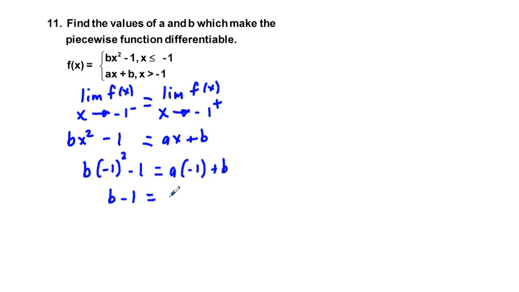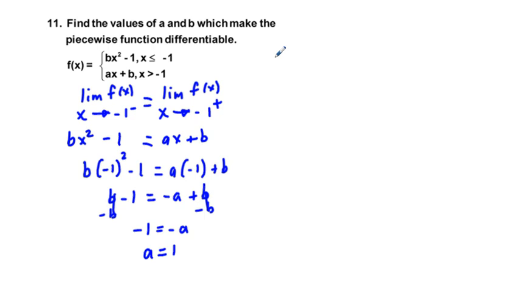minus 1 equals -1a plus b. And b minus b on each side, they will cancel each other. So we have -1 equals -a. And so we end up with a equals 1. So what we're saying is that it really doesn't matter what b is here, that we're going to have continuity no matter what b happens to be, since they cancel on each side.